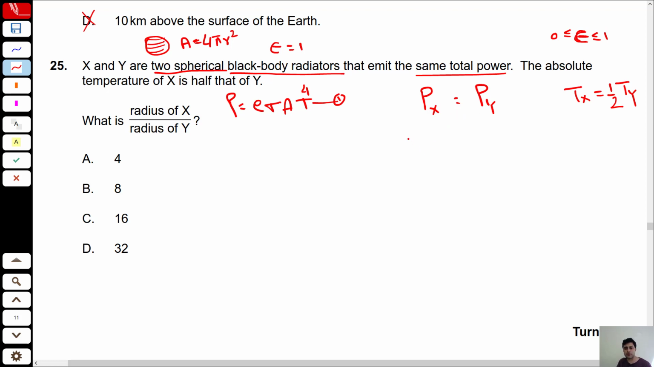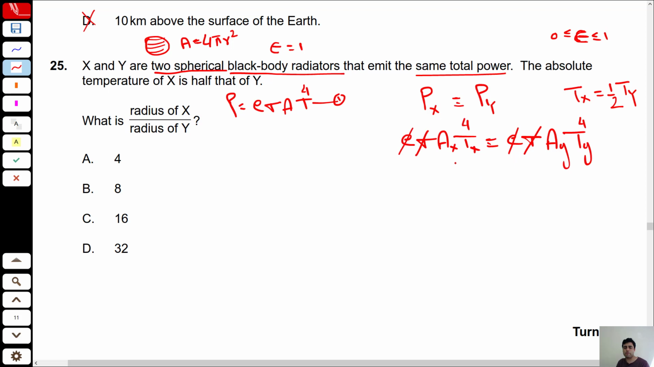So we will say emissivity times sigma times area of X times T to the power of 4 for X equals emissivity times the Stefan-Boltzmann constant times the outer surface area of Y times the absolute temperature of Y to the power of 4. So we sub in the power equation here and make them equivalent. Since both of them are black bodies, they have the same emissivity equal to 1, and the Stefan-Boltzmann constant is also constant, so it must be the same.